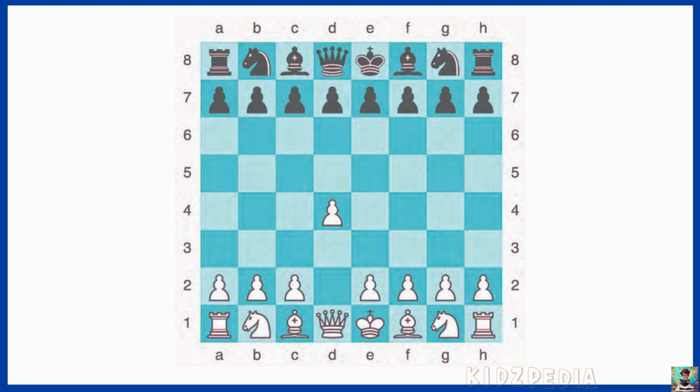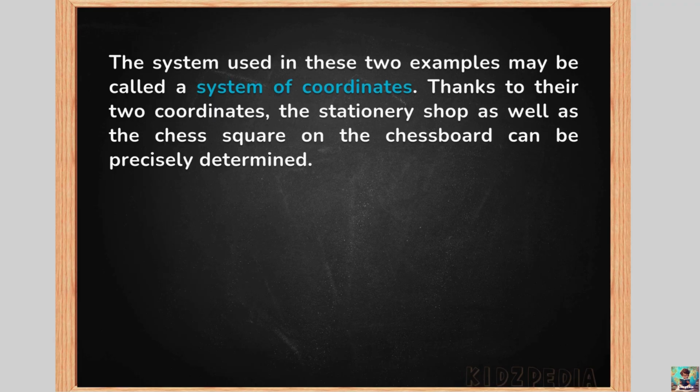You can also try to think of your move and write it down using the letters and numbers. The system used in these two examples may be called a system of coordinates. Thanks to their 2 coordinates, the stationary shop as well as the chess square on the chessboard can be precisely determined. What is the system of coordinates?